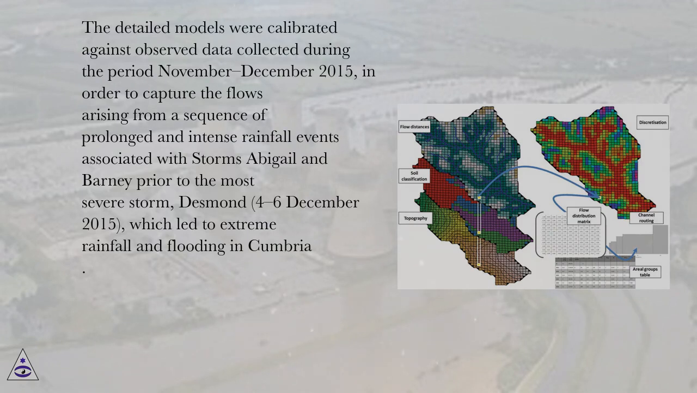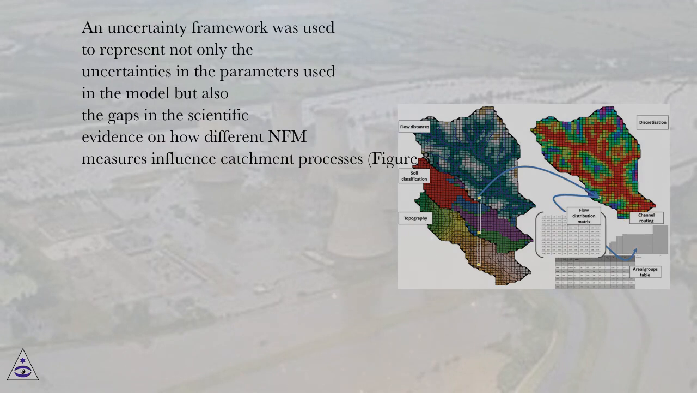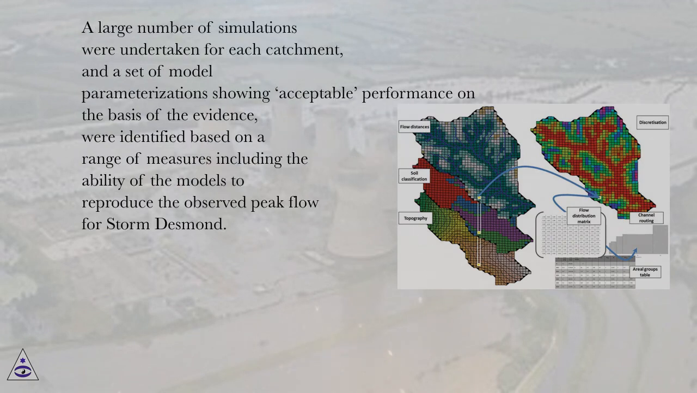in Cumbria. An uncertainty framework was used to represent not only the uncertainties in the parameters used in the model but also the gaps in the scientific evidence on how different NFM measures influence catchment processes, Figure 3. A large number of simulations were undertaken for each catchment, and a set of model parameterizations showing acceptable performance on the basis of the evidence were identified based on a range of measures including the ability of the models to reproduce the observed peak flow for Storm Desmond.